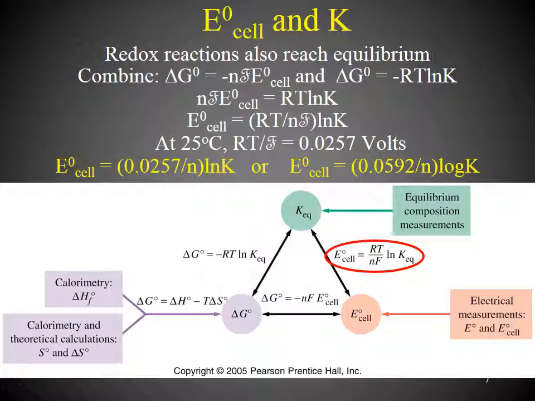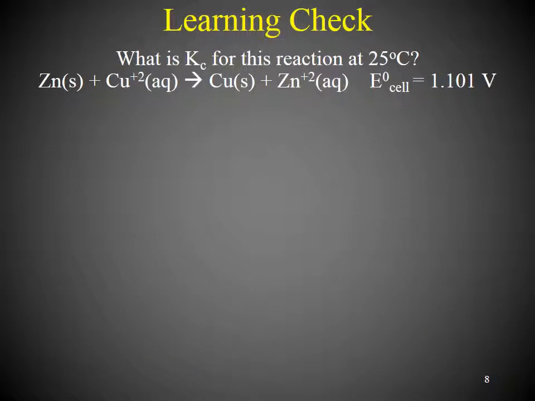Well, as indicated here in the graphic, we will get the equilibrium constant data from concentration measurements, whereas we will get the cell voltage value from electrical measurements. So using the cell voltage value, see if you can determine the equilibrium constant for this reaction. Come back when you have an answer.